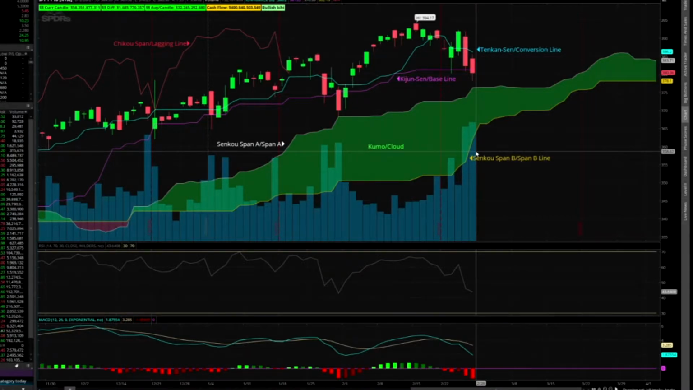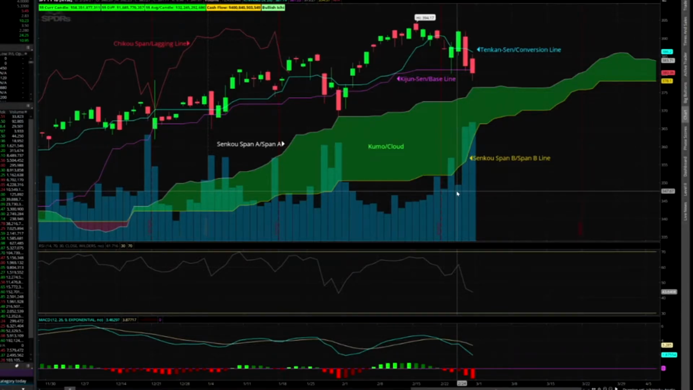The span B line is a moving average created by adding the highest and lowest prices over 52 candle periods, dividing by 2, and then plotting the line 26 periods into the future as well. So this span B line is basically a 52-day moving average, except it's not like the Western type of moving average where you take the closing price of the last 52 candles, add them together, and then divide.